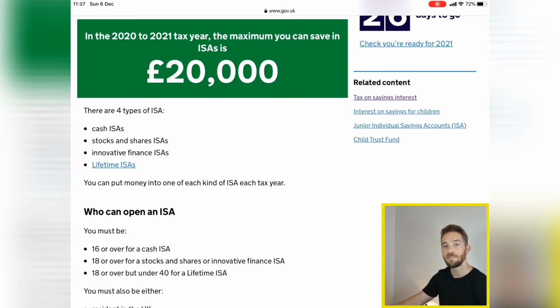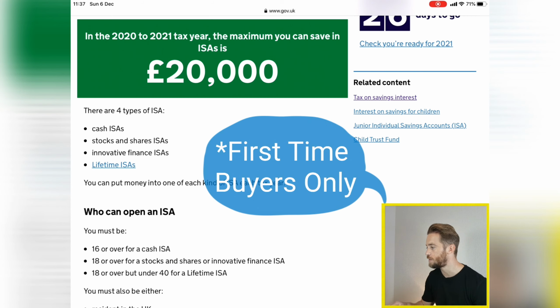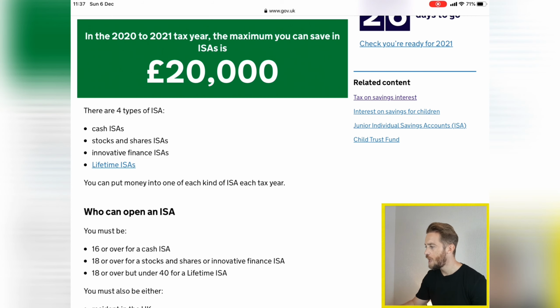And then we have the lifetime ISA. Now, this is my absolute favourite ISA, even more so than the stocks and shares ISA, and I will show you why in a second. Think of this one as more like a pension pot. Your money is normally going to be tied up until you're 60 years old, or maybe if you're buying a house, you can withdraw it as well. There is a clause in there for this.